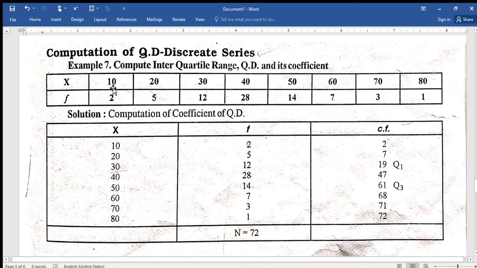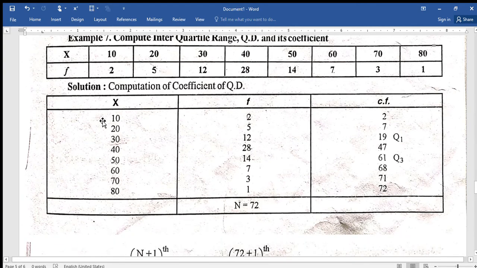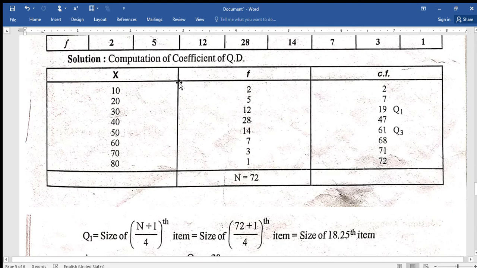The x variables are 10, 20, 30, 40, 50, 60, 70, 80. The individual frequencies are 2, 5, 12, 28, 14, 7, 3, 1. This is the problem. Solution: computation of the coefficient of quartile deviation. In the problem, x variables and frequencies are given. N is the summation of frequencies, summation of f. If we sum up all these frequencies, we get 72.